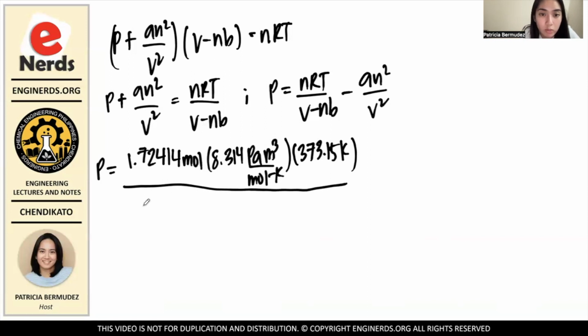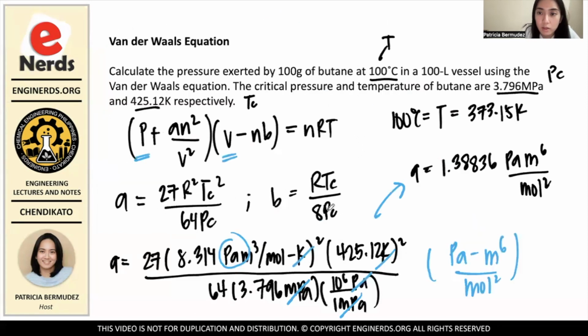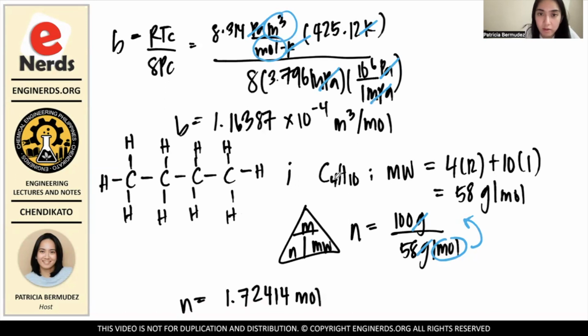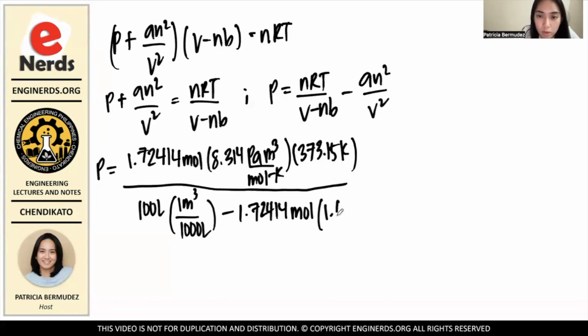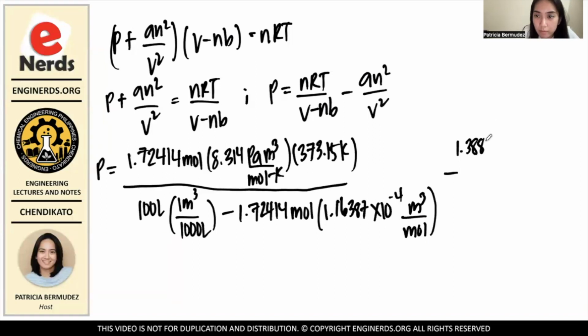But we have to convert it into meter cube kasi yun yung unit nung universal gas constant. So 100 liters, for every 1 meter cube, there is 1,000 liters. And then minus yung N ulit, which is 1.72414 moles. And then yung B natin, which is 1.16387 times 10 raised to negative 4 meter cube per mole. And then, minus natin yung this one. Yung A natin is 1.38836 Pascal meter raised to 6 per mole.